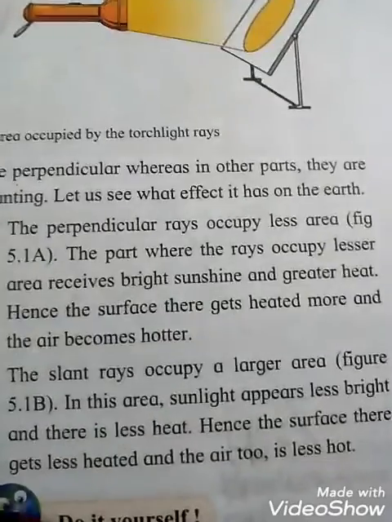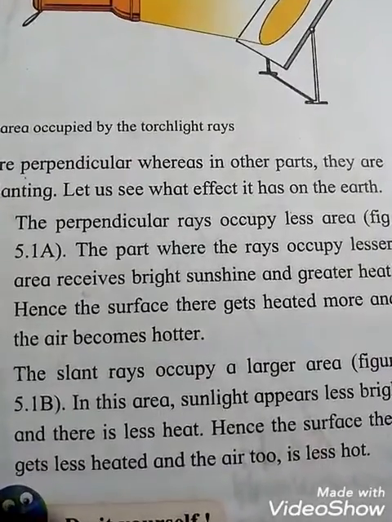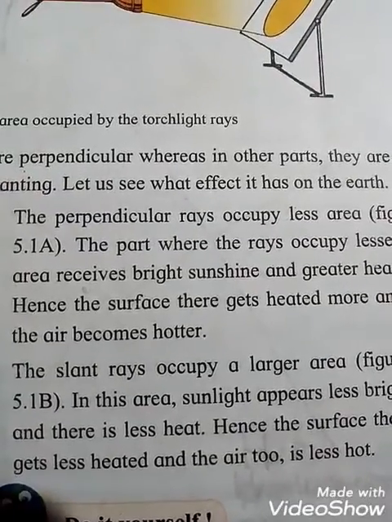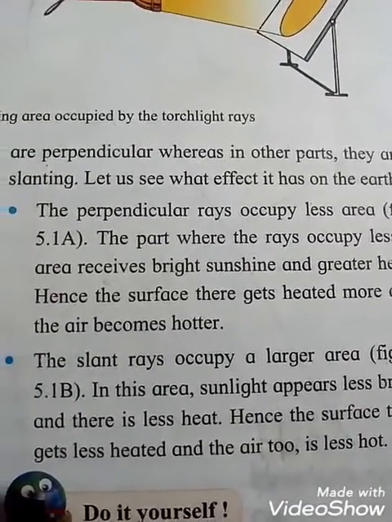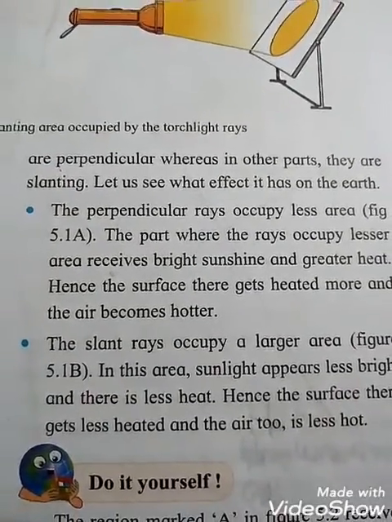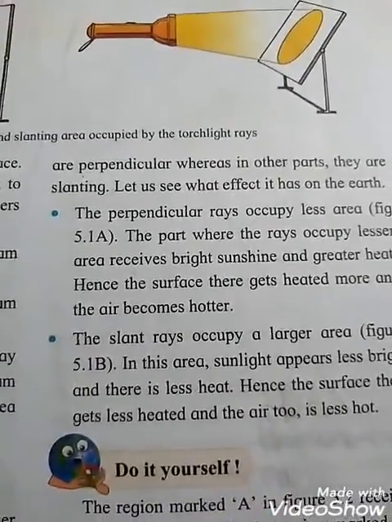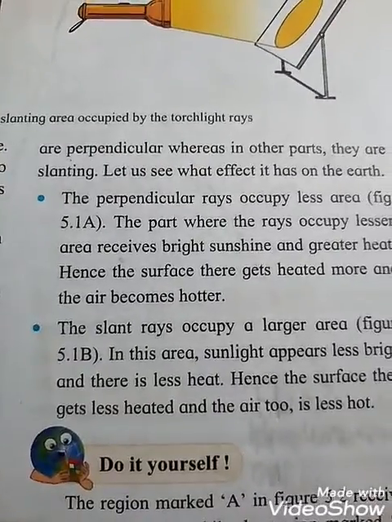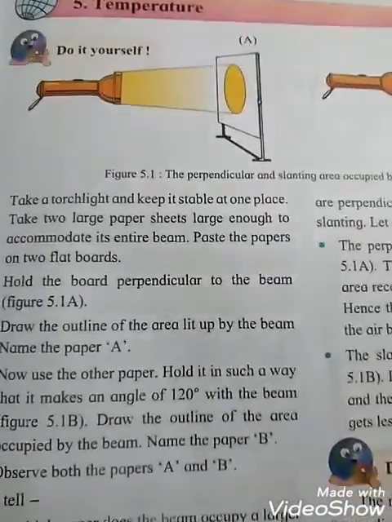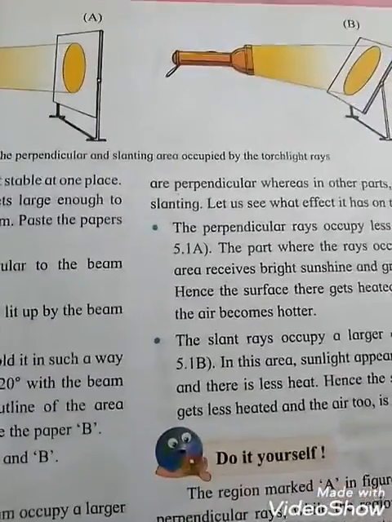Because the earth is spherical in shape, these rays are not perpendicular to all parts of the earth's surface. In some parts they are perpendicular straight lines, whereas in other parts they are slanting. So let us see what effects it has on the earth. See the first one: the perpendicular rays occupy less area, as we can see in figure 5.1a.